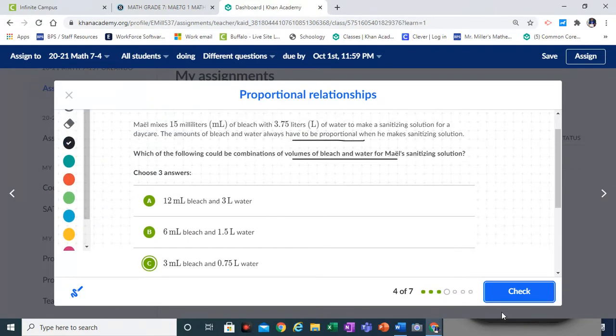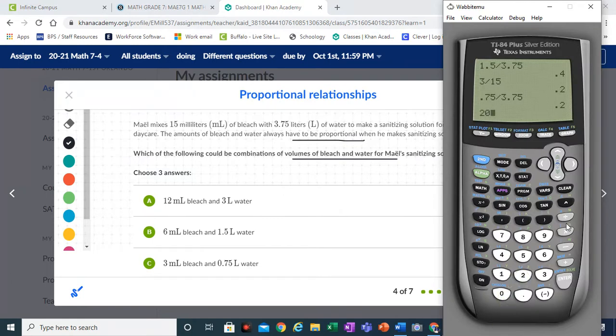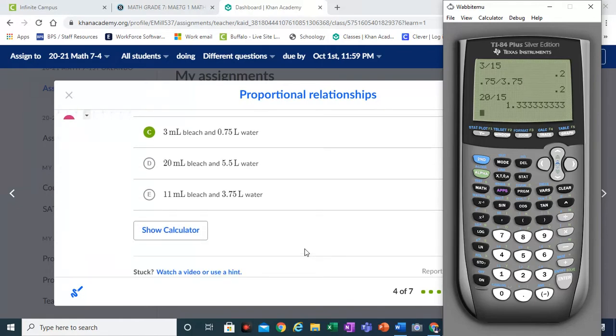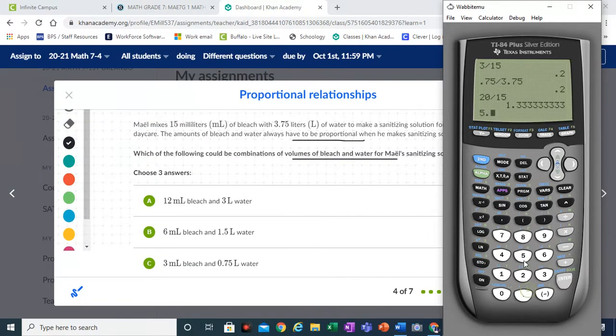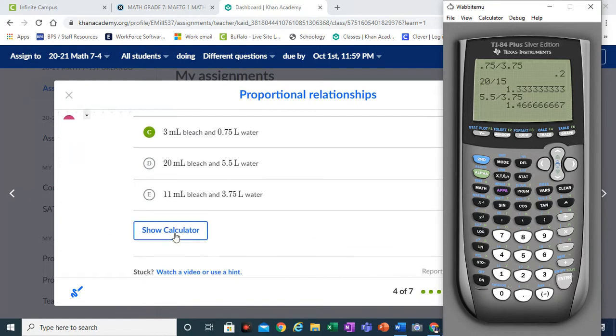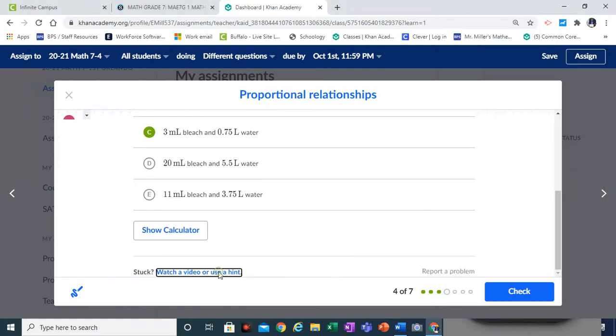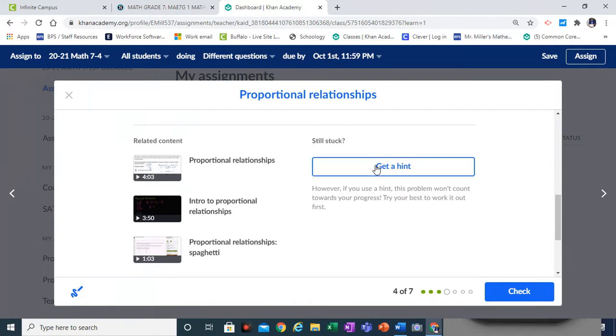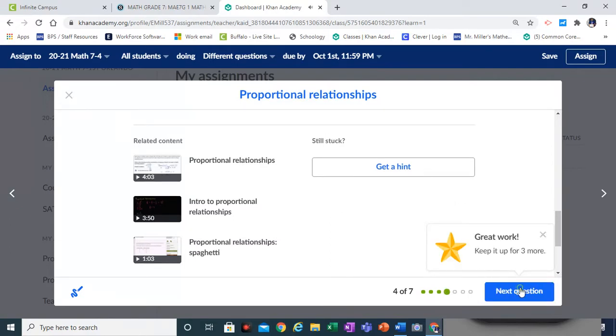So 20 divided by 15, and then 5.5 divided by 3.75. And you can see those don't match, which is why the answer is not D. And the same thing would happen here for E. And there's the calculator. Remember, you can always go here, and when you go here, you can get a hint, or you can see the videos, but these videos I've already assigned. So we're going to click check and go to the next question.